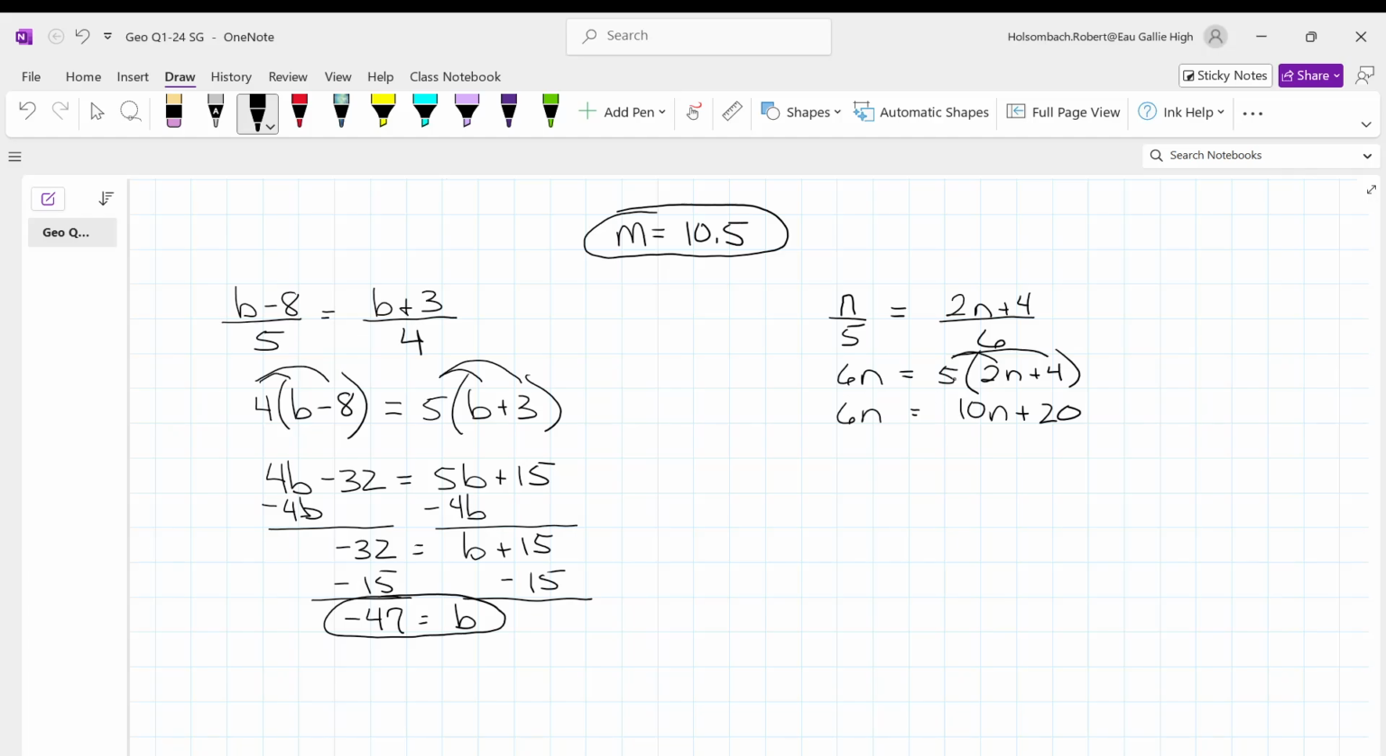All right, so be careful here. If you normally move the smaller variable, be real careful. In this case, I would move this 10n. So subtract 10n from each side. 6n minus 10n, that's negative 4n, equal to the 20 comes down. And then divide both sides by the negative 4. The 4's cancel, and we get an n that's equal to negative 5.